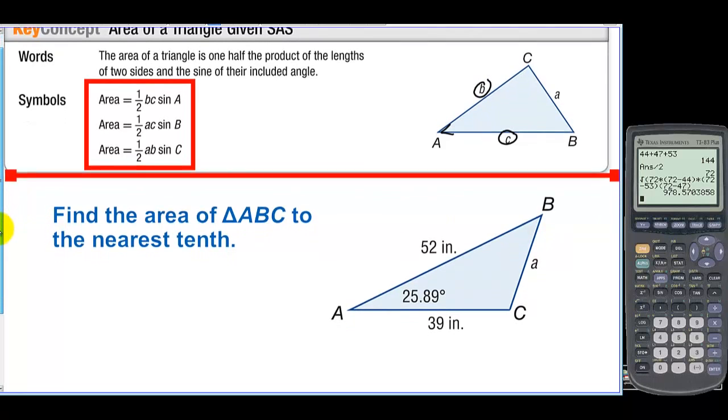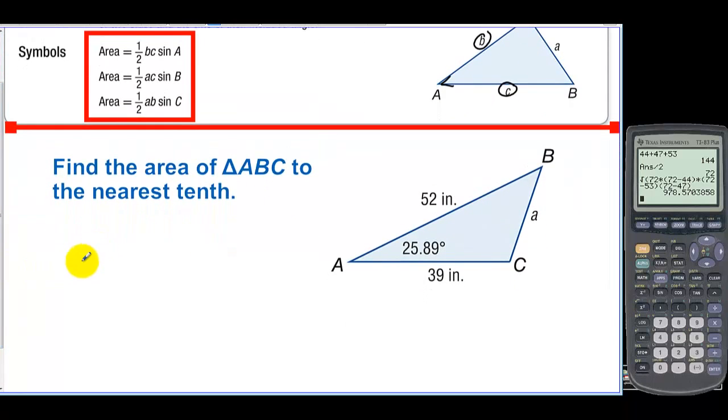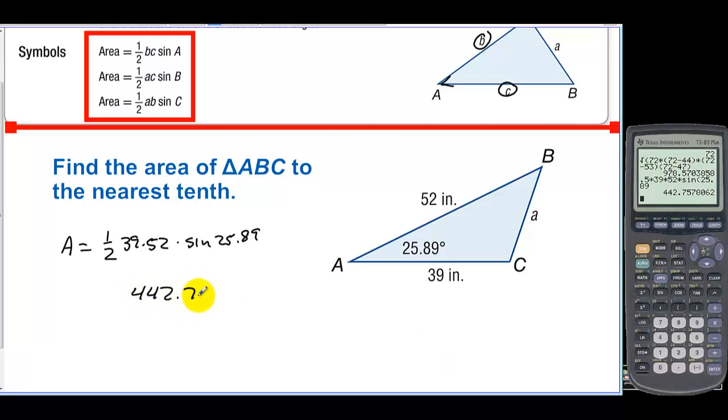Find the area of triangle ABC to the nearest tenth. So the area is equal to 1/2 of 39 times 52, and then times the sine of 25.89. So 0.5 times 39 times 52, and then times the sine of 25.89. And the answer is 442.7, to the nearest tenth. So that'd be actually 0.8, and then we have inches squared.